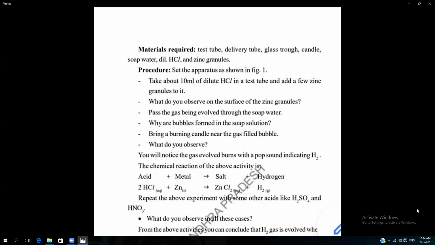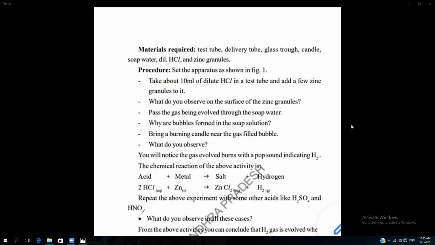Bring a burning candle near the gas-filled bubble. When the gas enters the glass straw, in front of it we have to take a burning candle and introduce it in front of that glass straw. When the air bubbles are evolved, we have to introduce the lighted candle. What will happen? What do you observe in that activity?